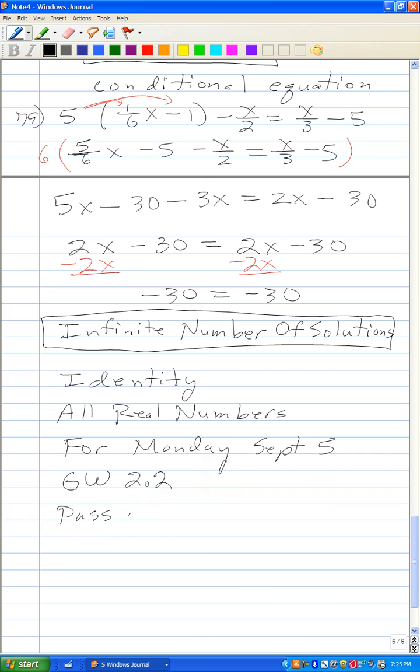The password is solving linear equations. This is all one word. Okay, let's try that again. Solving linear equations. And so, all one word, solving linear equations. Okay, so that's it.